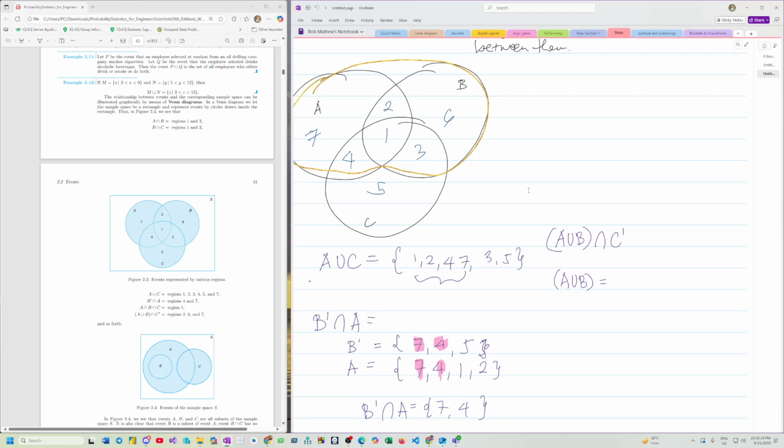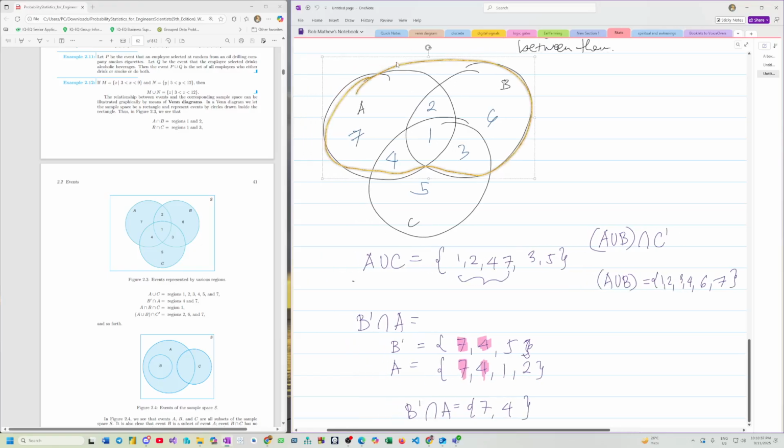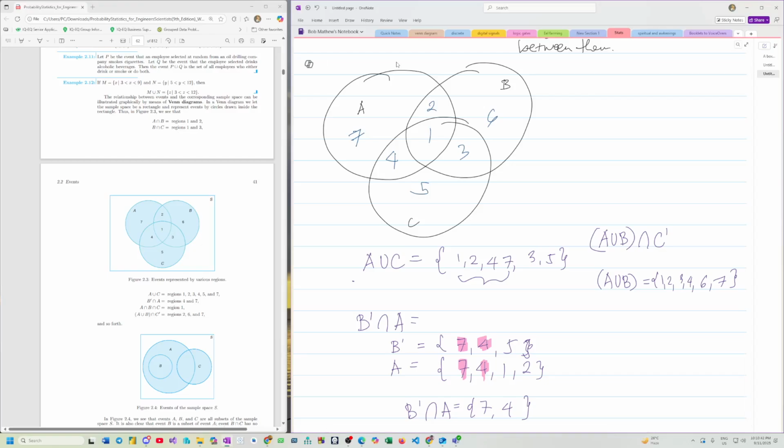So, we have 1, 2, 3, 4, 6, tsaka 7. Okay? Tapos, kunin natin yung C prime. Okay? Ano yung C prime? Yung C prime, no? C prime is yung mga hindi kasali kay C. So, ito yun. Diba? Yan yun. So, we have 7, 2, and 6. 7, 2, tsaka 6. Okay?